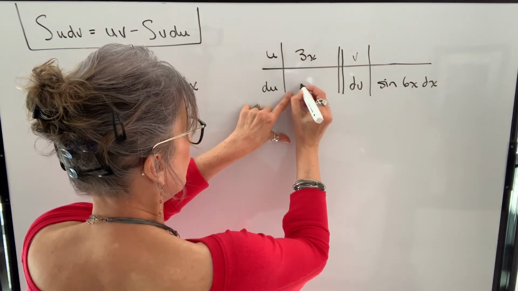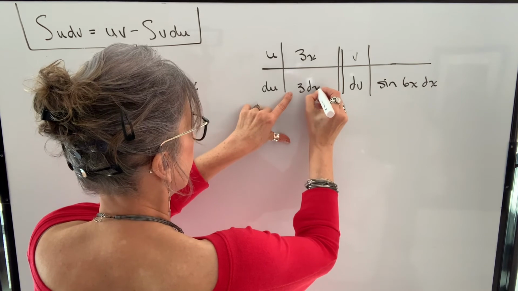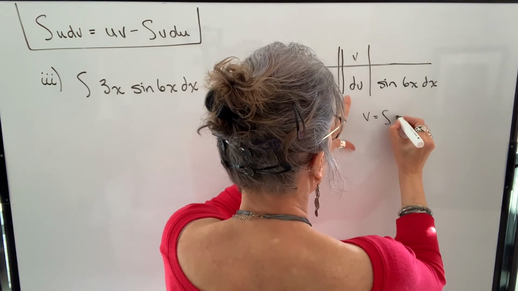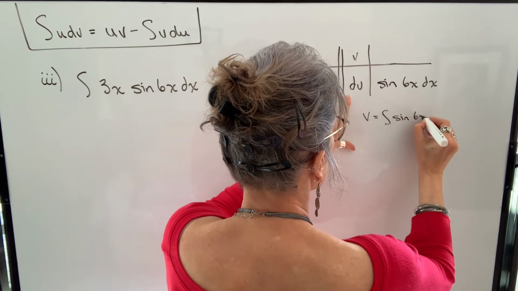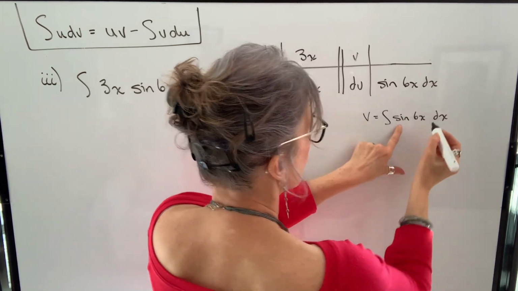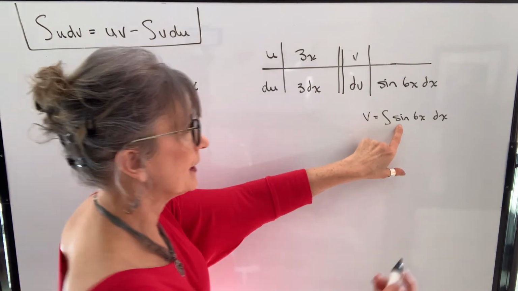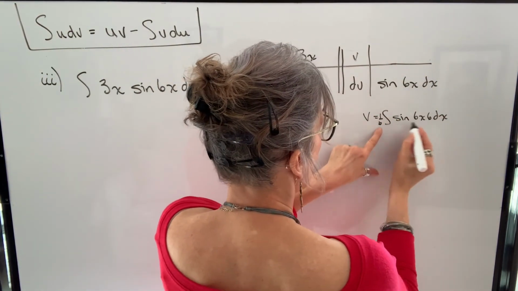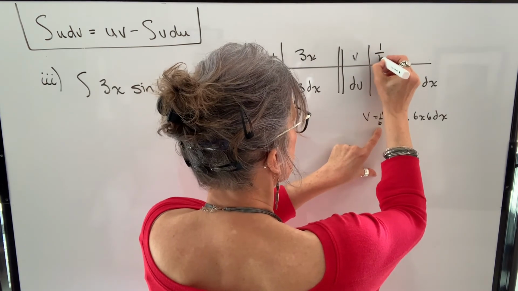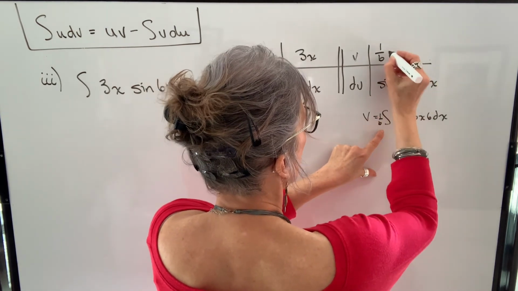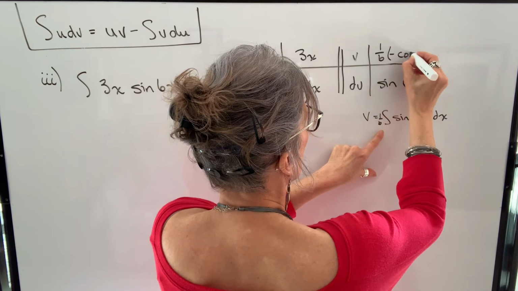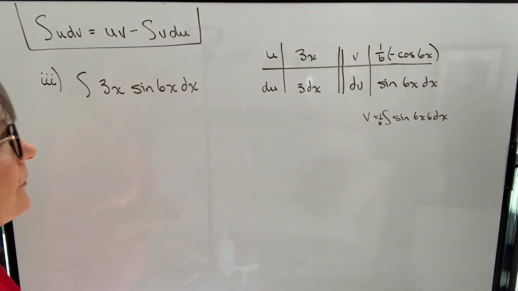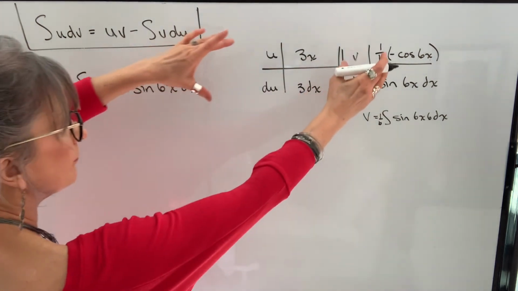Differentiate to get du, so that would be 3 dx. Integrate to get v. So v will be the integral of sine of 6x dx. This is one of my basic trig patterns. I can integrate that. I just need a factor of 6 here, which I'll balance here. So when I integrate that, it's going to be 1/6. The integral of sine of 6x will be negative cos of 6x. Now I've got my chart complete.